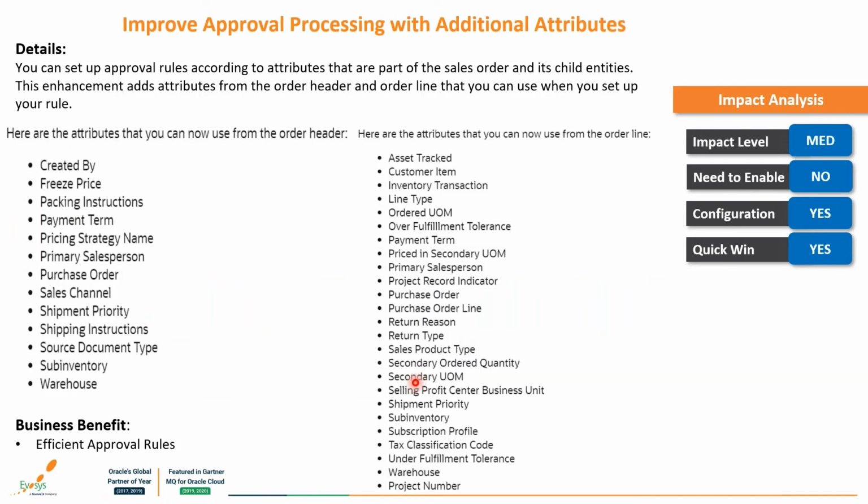The next one is on the approval rules side, where Oracle has now added the mentioned attributes on the order header and the order lines. So it helps us to efficiently write our approval rules in a way which captures the attributes that are mentioned on the header or on the line level. Overall, it helps us to, as mentioned, efficiently write our approval rules, hence our business requirements can be captured.